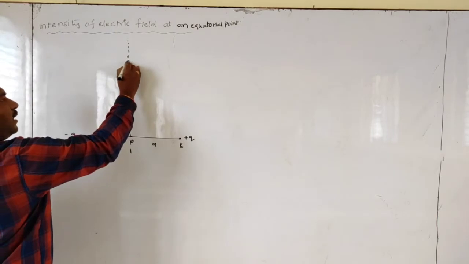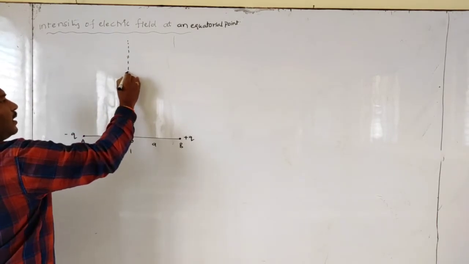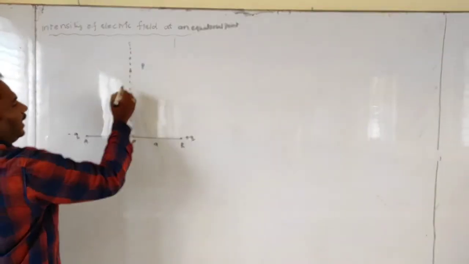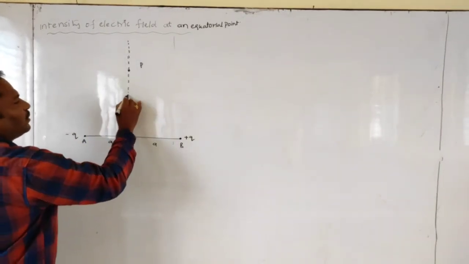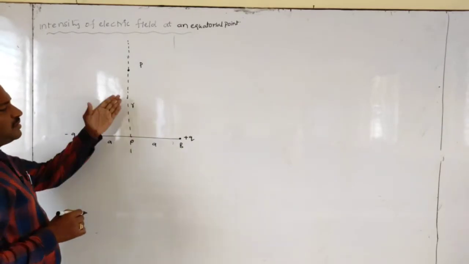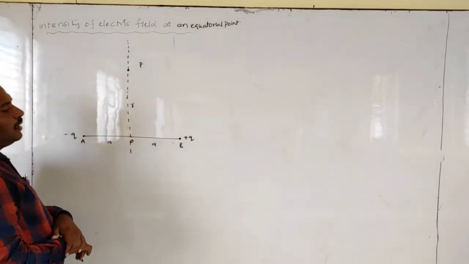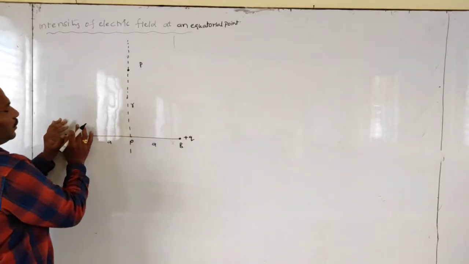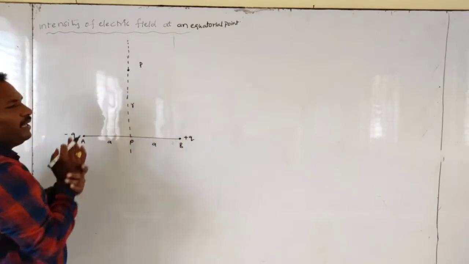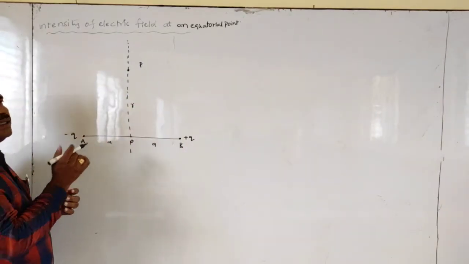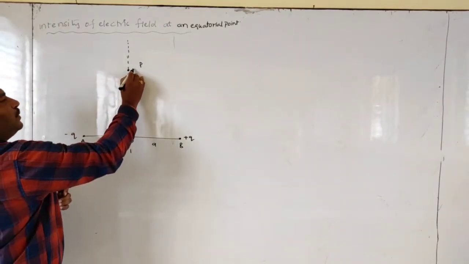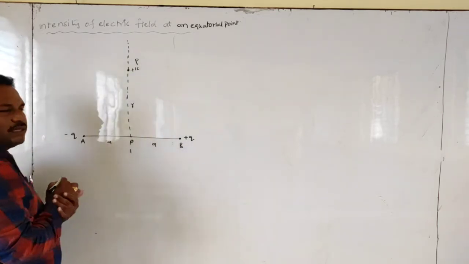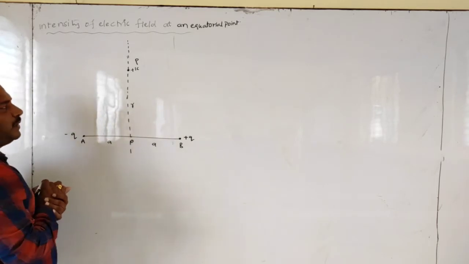So now consider a point P on the equatorial line at r distance from the center of the dipole. Now we are going to find the resultant electric field due to plus q and minus q at point P. Then what do we have to place? We have to place one unit positive test charge at point P.